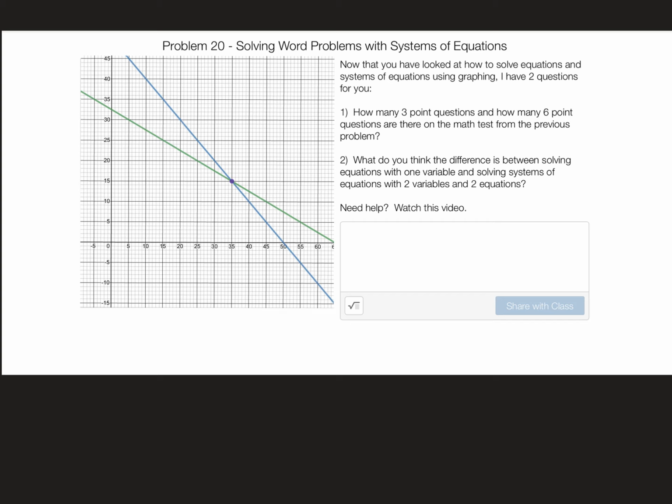So if we look at where the two lines intersect, we can see they intersect at this point, (35, 15). And if you remember from the previous slide, we said X was the number of 3-point problems. So there's going to be, to answer question 1, 35 3-point questions. And then Y was the number of 6-point questions. So there will be 15 6-point questions.